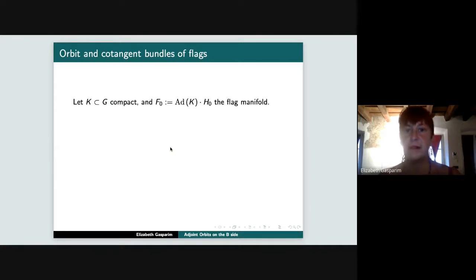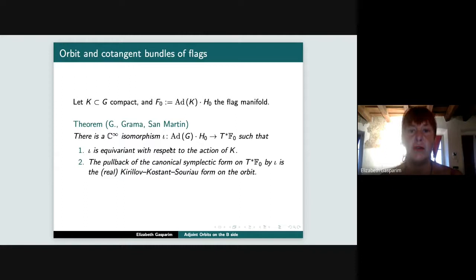I want to compare, so this I showed also in July, but this is important, I want to compare that orbit to the cotangent bundle of a flag manifold. So you see, we have this very precise comparison. Suppose we take the adjoint orbit of SLN, then the corresponding flag of the compact part would be a flag of SUN, and there is a real isomorphism between the adjoint orbit and the cotangent bundle of the flag. Right, so this is very fun.